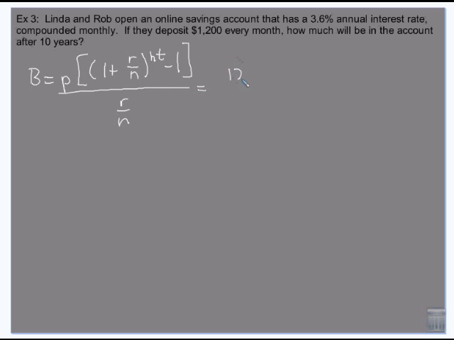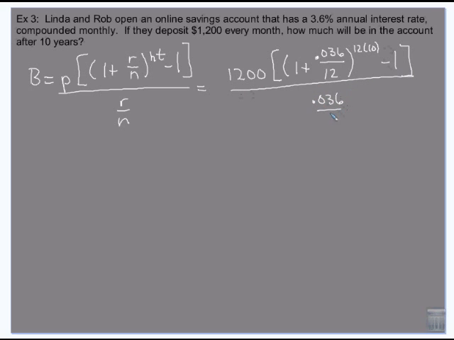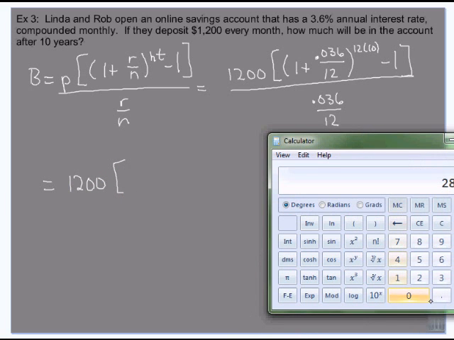So my P is 1,200. R is 0.036. N is 12 because it's monthly. And we want to know 10 years, so that's going to be 12 times 10, minus 1, over 0.036 divided by 12. All right, so 0.036 divided by 12 is going to be 0.003.